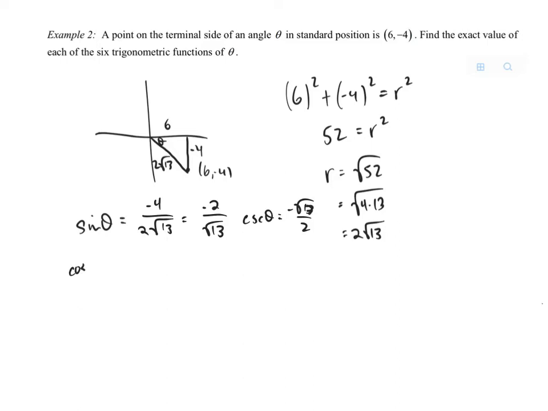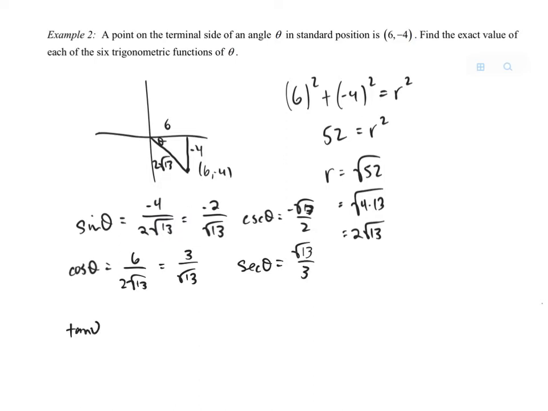Okay, cosine theta is going to be the adjacent over the hypotenuse, so the adjacent is going to be 6 over the hypotenuse, which is going to be 2 square roots of 13. And again, we're going to reduce. 6 over 2 becomes 3 over 1. So 3 over the square root of 13. And then secant theta will just be the reciprocal. So that would be, what? Square root of 13 divided by 3.